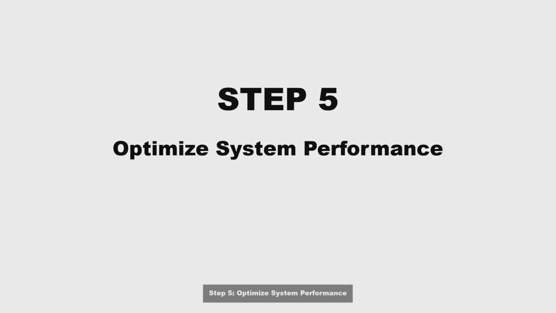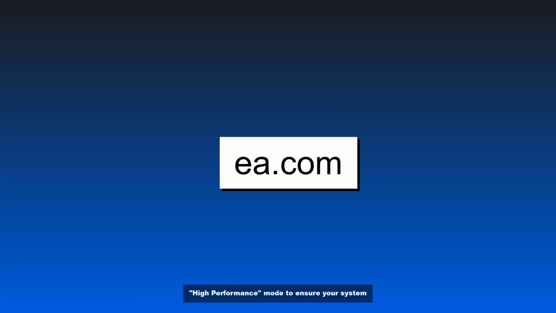Step 5. Optimize system performance. Close any unnecessary background applications to free up system resources. Additionally, consider adjusting your power settings to high performance mode to ensure your system is running optimally while playing the game.